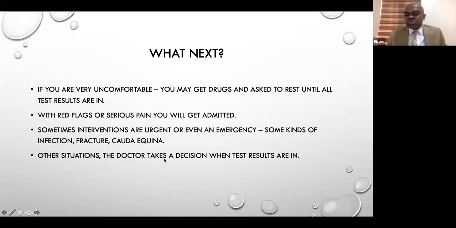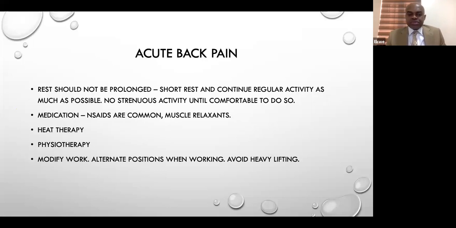In other situations, most of the time, doctors would ask you to go home with analgesics or go home even without analgesics if you're comfortable, and come back when all the results are in, MRI and all your lab tests are in, so that we know exactly what we're doing before we proceed with your treatment. For acute back pain, most of the time patients will rest, and the rest should not be prolonged.